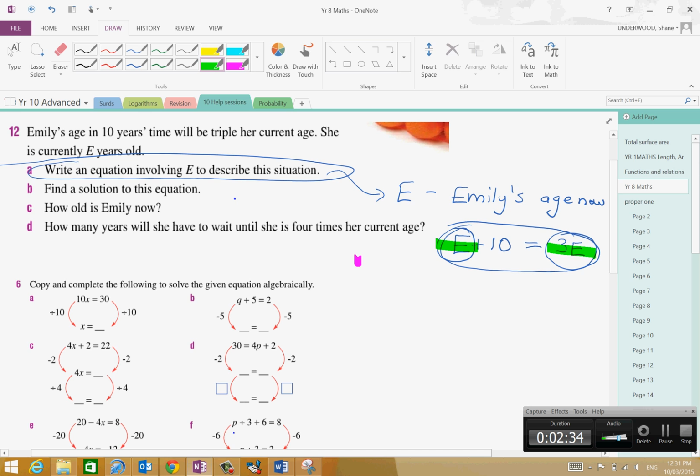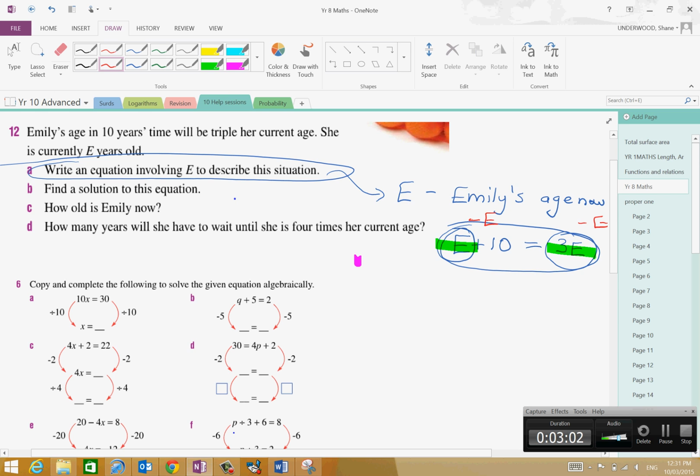So we leave that there, and what do we do to both sides, Swapnil? We take away E from both sides. Beautiful. So we're going to show our working. You could do it a number of ways, but I'm going to subtract E from this side, and I'm going to subtract E from this side.